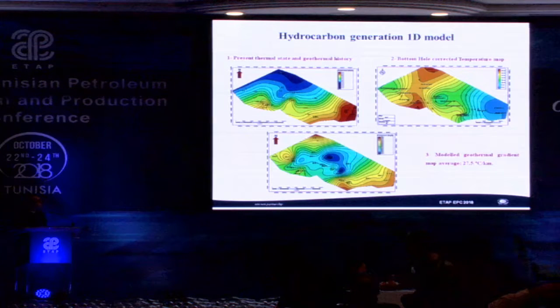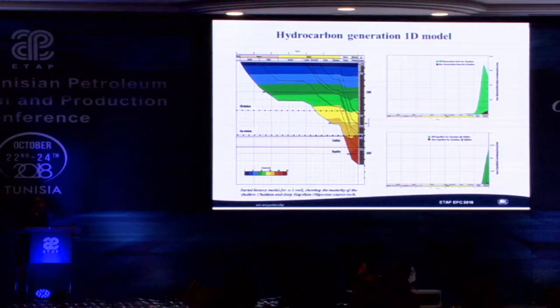And this is a 1D basin model for one of the drilled wells in the basinal area, showing the oil window starts at Tortonian age, the gas window starts at Chattian age, and these are two charts for the amount of hydrocarbon, gas and oil generation in Chattian, and the gas and oil expulsion in Chattian also.